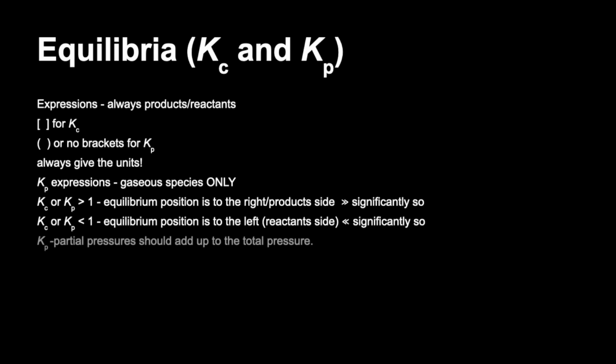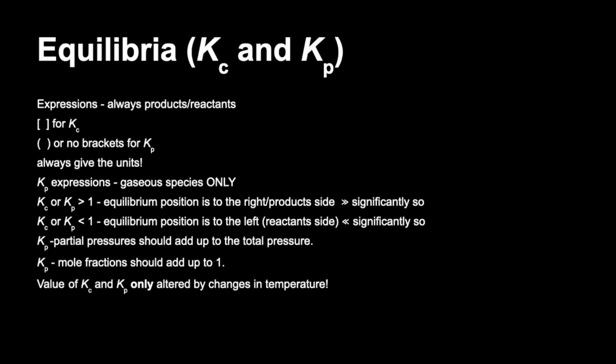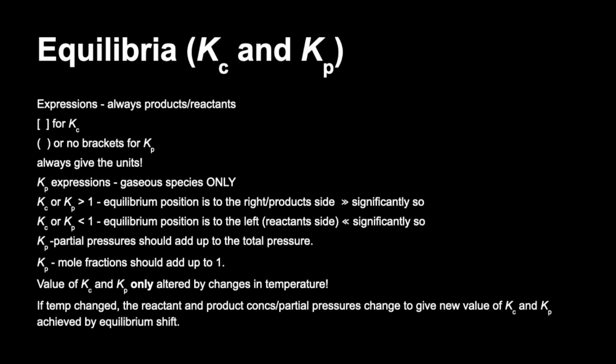A couple of checks you can do during Kp calculations: partial pressures should always add up to the total pressure, and the mole fractions should always add up to 1. And remember, the value of Kc and Kp is only altered by changes to the temperature. So if you do change the temperature, the reactant and product concentrations or partial pressures have to change to give the new value of the equilibrium constant, and that's achieved by an equilibrium shift.